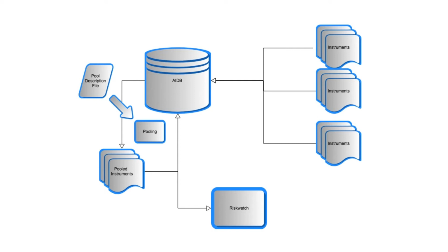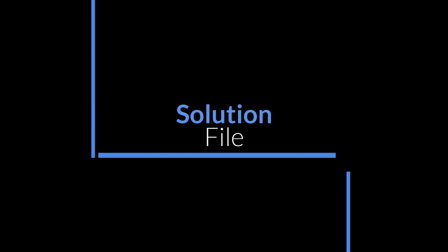The pool description file tells the pooling process how the instrument should be grouped together. During the pooling process, a report is generated. This report lists the pool ID for each instrument. It also gives information about the number of instrument pooled, the number of pools created, and the value of the instrument pooled. The solution file.